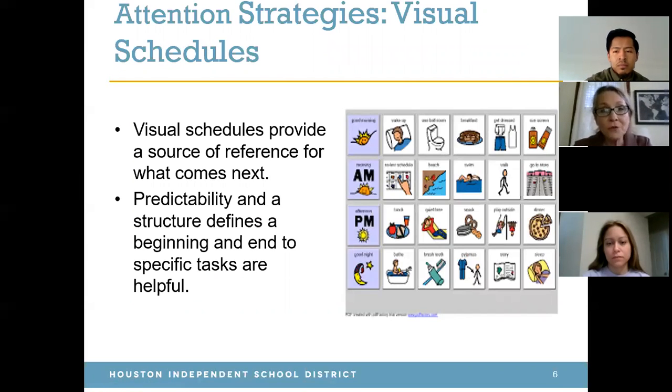So there are strategies that will increase visual attention or just increase attention in general. One of these is a visual schedule. As you can see, we have an example here. Visual schedules provide a source of reference for what comes next. Most of us like to know what comes next. It offers the student a sense of predictability and a structure that defines the beginning and the end of a specific task. Again, this is something that we all like to have.